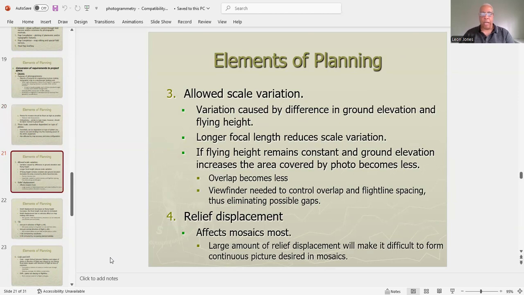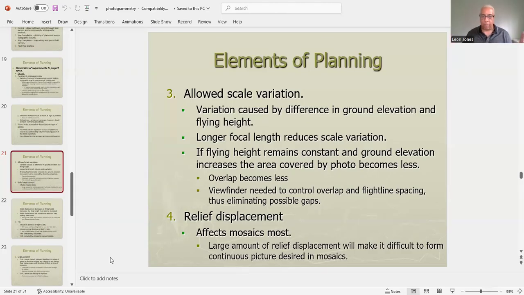Allowed scale variation, this is number 3. Allowed scale variation is variation caused by difference in ground elevation and flying height. Then a longer focal length reduces scale variation. Now, if flying height remains constant and ground elevation increases, the ground elevation will increase the area covered by the photo, and once that happens, the photo scale becomes less.